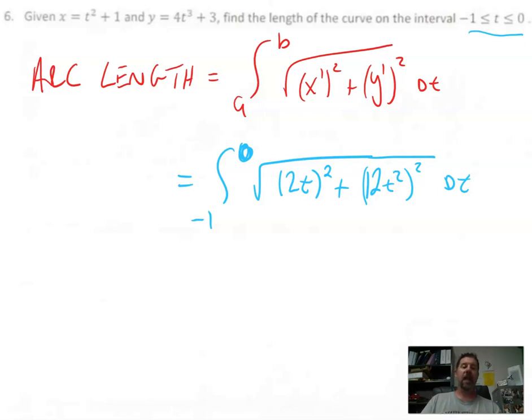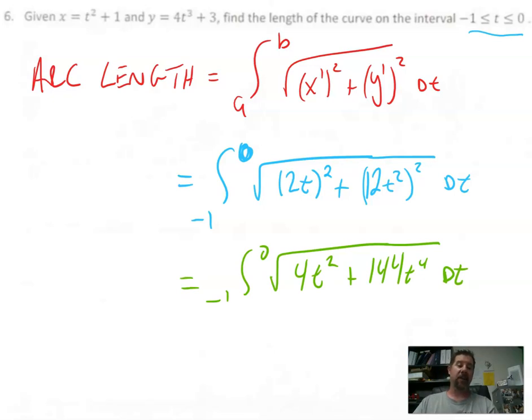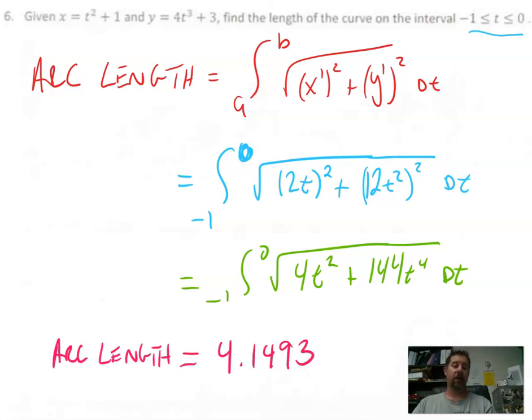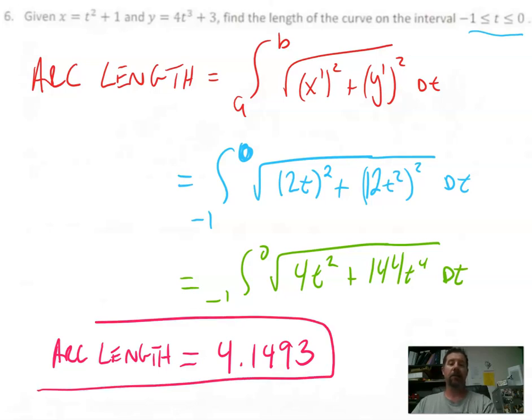And now I can simplify that a little bit, and I guess I didn't have to do that because this is a calculator question, most definitely. You are not going to integrate this by hand. So plug that in your calculator, and you should end up with the arc length as 4.1493. And number 7 again is just like number 6, so we are going to skip number 7.